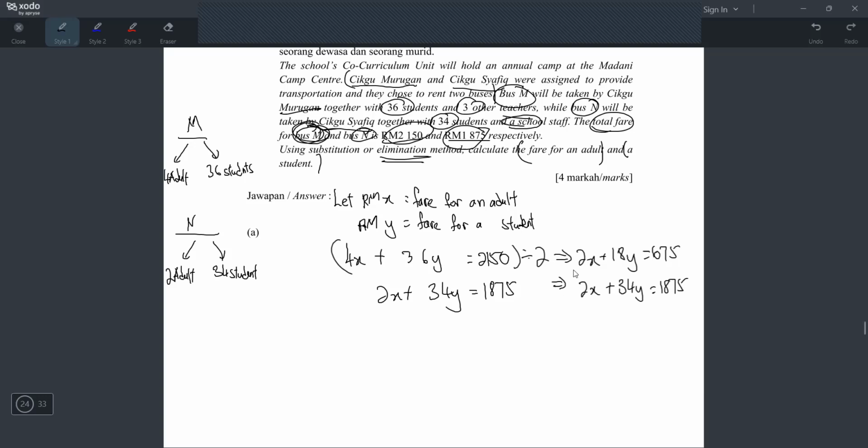Okay, now we can eliminate. How do you eliminate? We subtract. Okay, that's why it's called elimination, because we try to eliminate. 2x minus 2x is eliminated, becomes zero. 18y minus plus. Minus plus when they meet becomes minus. So 18 minus 34, we can press. 18 minus 34 gets negative 16. So negative 16y. Last one is 1075 minus 1875. Let me press.